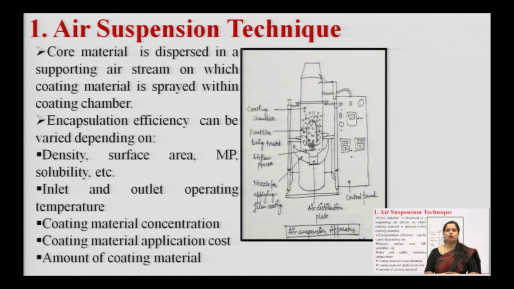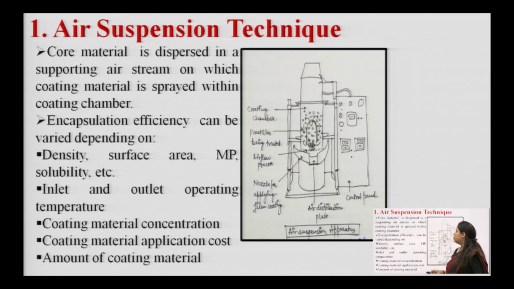So, the first technique is the air suspension technique. As you can see in the picture, it represents the equipment through which we can prepare microspheres or microcapsules using air suspension. As the name indicates, the core particle is suspended in a hot air stream onto which the polymer coating is applied through spray. So, in this technique, core material is dispersed in a supporting air stream on which the coating material is sprayed within the coating chamber.